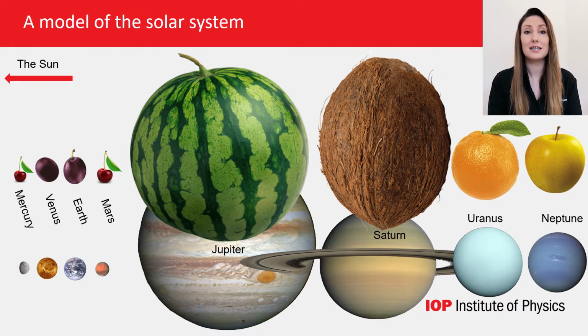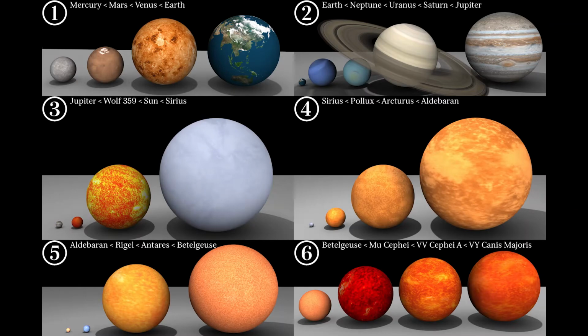Pluto is no longer considered a planet. However, on this scale, Pluto is represented by a pea. On this scale, the Sun is a huge 5-metre ball, so you can emphasise the difference in scale by showing images from the internet, such as this one.